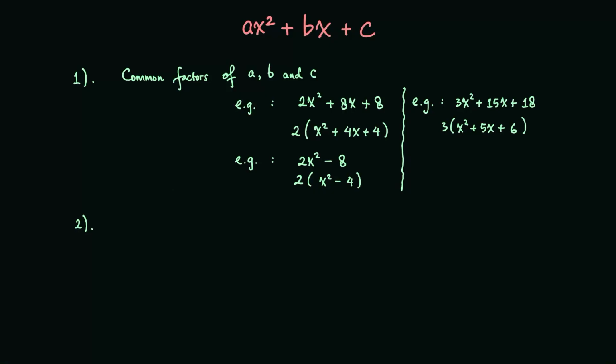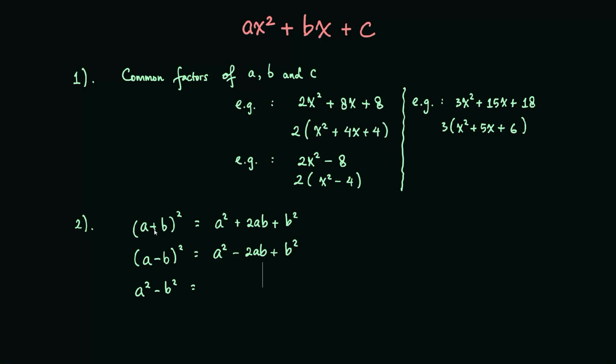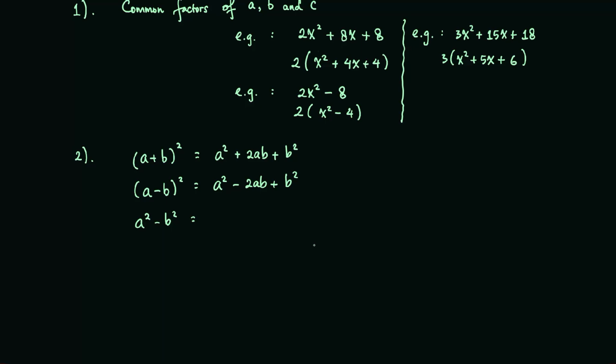So let's continue. The next step is, can we use any of these 3 basic fundamental formulas in algebra? The square of sum, the square of difference, or the difference of squares. The first expands into a squared plus 2ab plus b squared. This one expands into a squared minus 2ab plus b squared. The only difference is, if this is positive, this is also positive; if this is negative, this is also negative. But the remaining terms have the same sign. And then the difference of squares is just a plus b multiplied with a minus b.